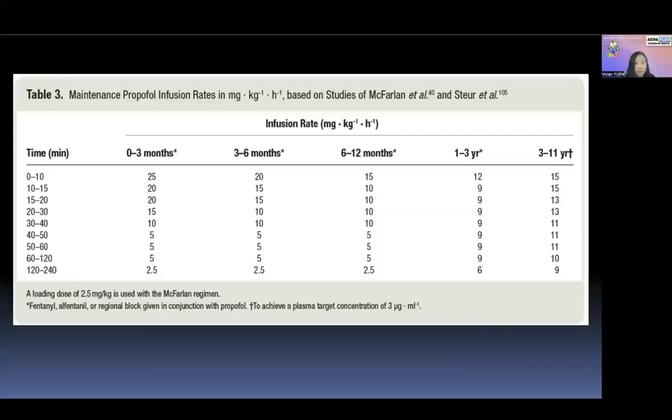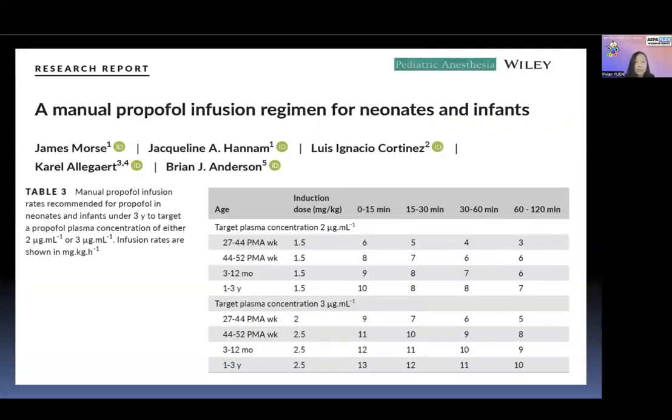With our knowledge in pharmacokinetics, we have published propofol infusion regimens for children of different age groups. And this is a paper with a propofol infusion regimen developed from a much larger data set, which you can use for children under 3 years of age.